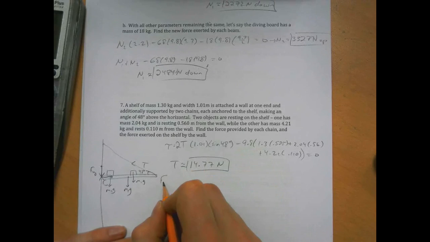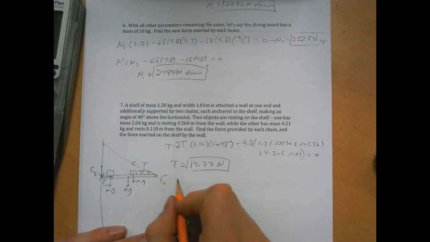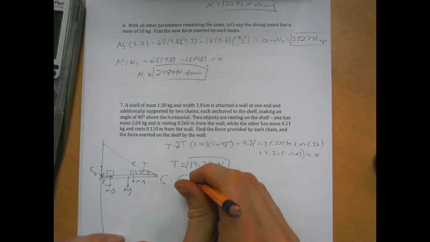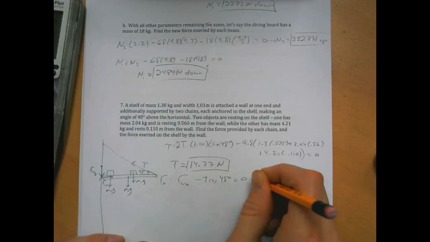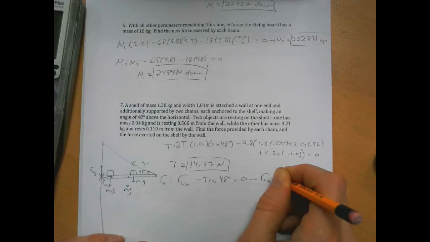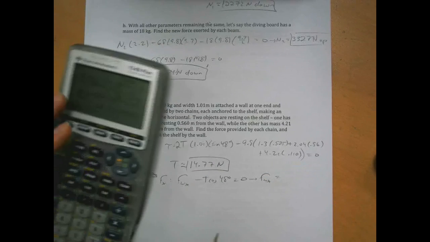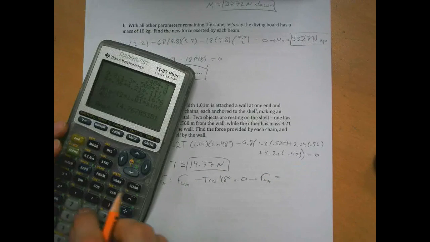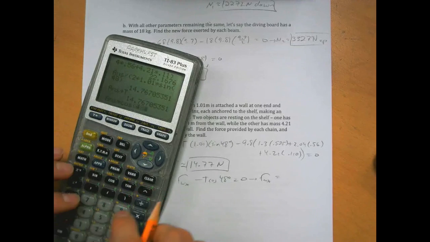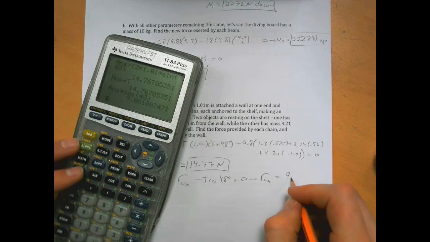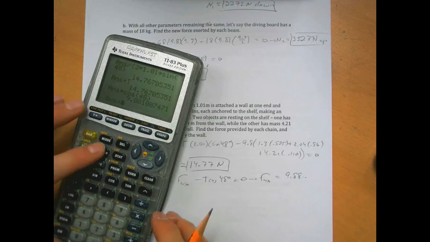In the x direction, we just have a component of the tension to the left and force from the wall, x component, to the right. So we can get the x component of the force from the wall pretty easily. I'm going to store that value as t, and I can take that times cosine 48. The x component of force from the wall is 9.88 something. I'll store that as x.